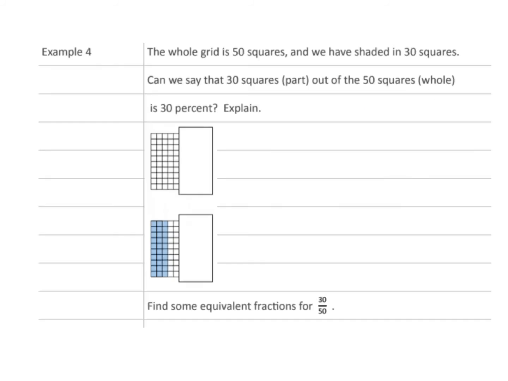So what about if we don't have it out of 100? Now we've got a grid that is only 50 squares big, and we've shaded in 30 of them. So we've got 30 out of 50. I want it as a percent, so I'm going to put it equal to something out of 100 because that's the percent.